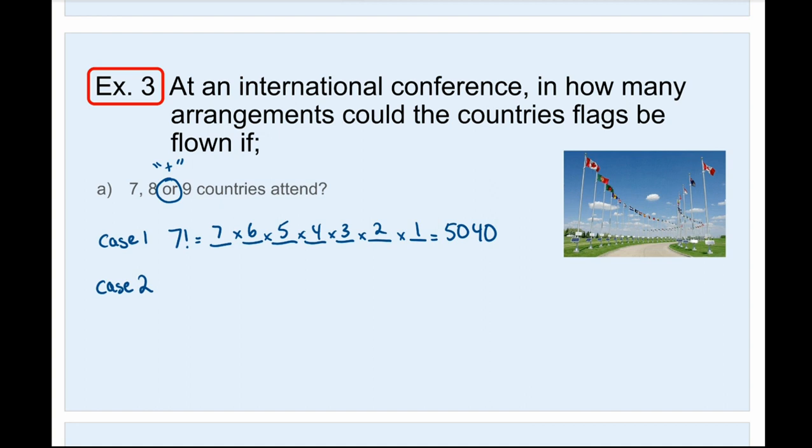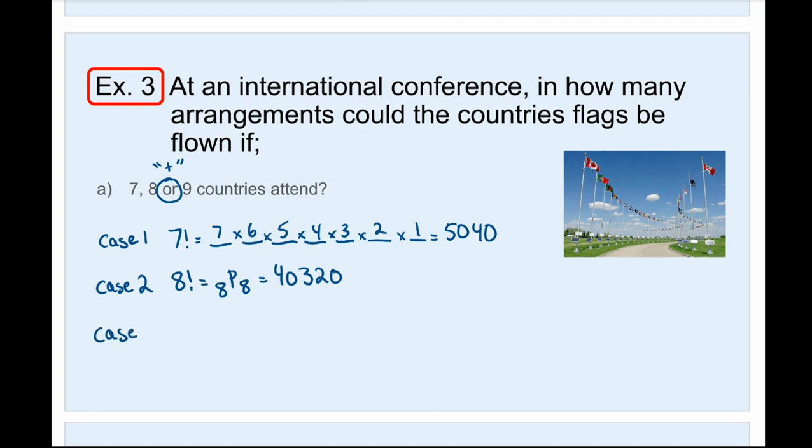In case 2, 8 countries, it's going to be the same idea, but 8 factorial instead, because now I have 8 objects that I need to arrange in 8 ways. Or if I wanted to, I could say 8 pick 8, or 8P8, because again, order matters in this case. But we know from our previous lesson that 8P8 is just the same thing as saying 8 factorial. So on our calculator, we should get 40,320.